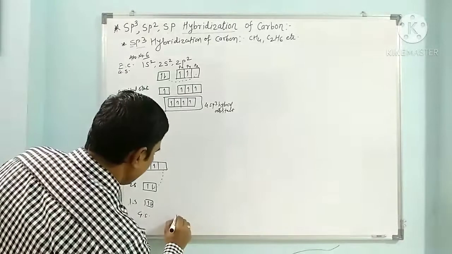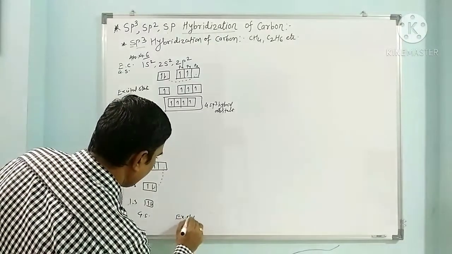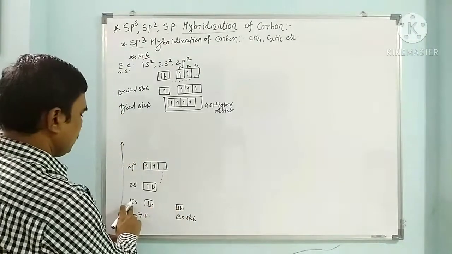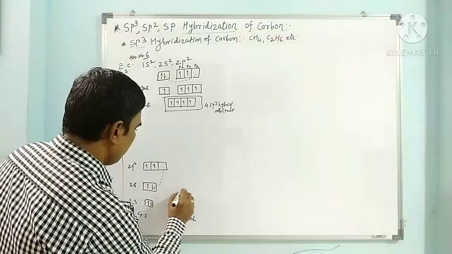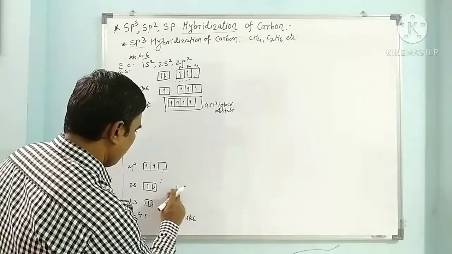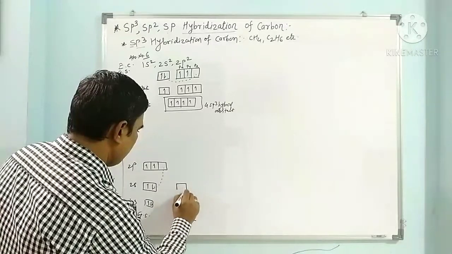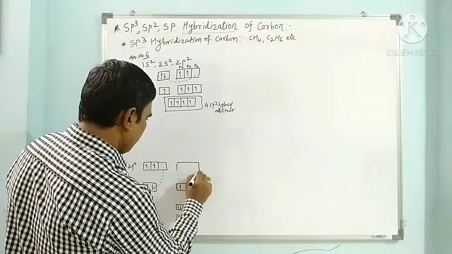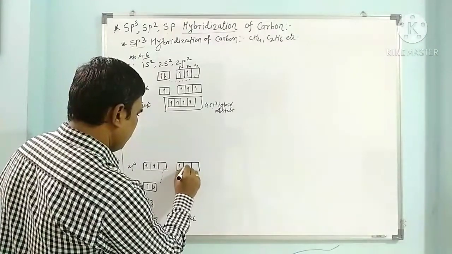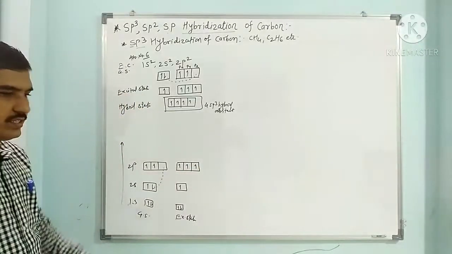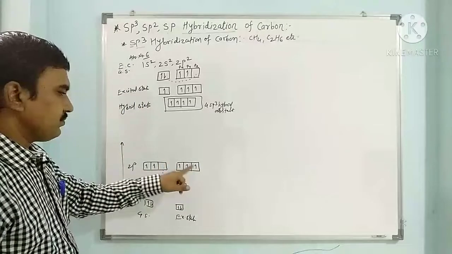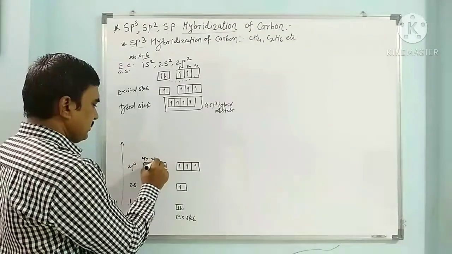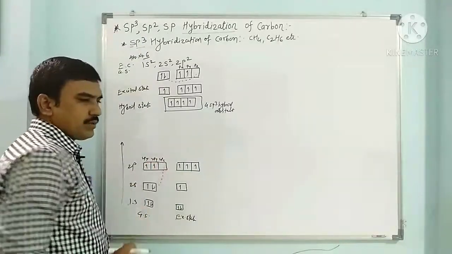So in the excited state, this is the same 1s, which is not involved in the hybridization. Here is 1 electron, and here this 1, this 2 and this 3. In the excited state, this electron is promoted to the higher 2pz orbital. Suppose this is 2px, 2py and this is 2pz. Actually these orbitals are degenerate.